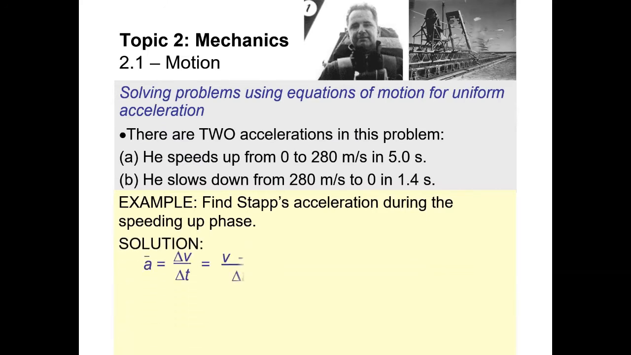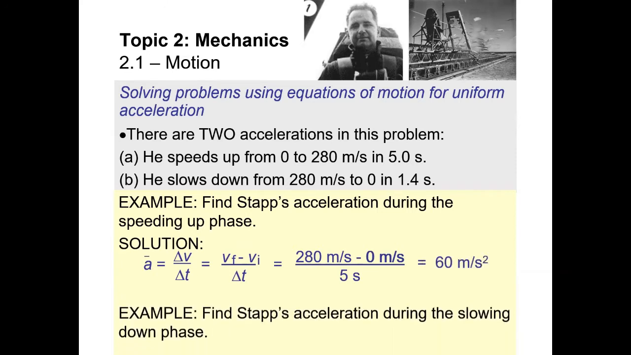Acceleration is final velocity minus initial velocity divided by time taken. Final velocity is 280 meters per second. Initial velocity is 0 meters per second. Time taken is 5. That gives us 56 meters per second squared.